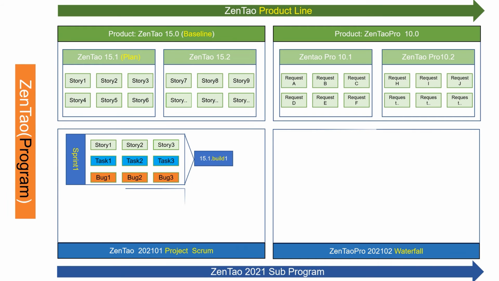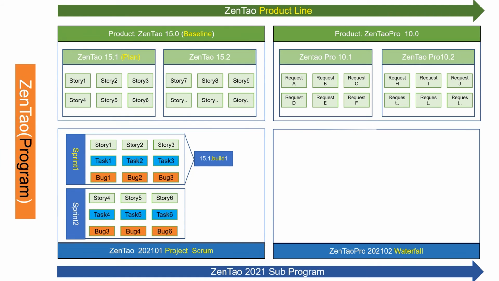After sprint 1 is done, a new sprint will be started with story 4, 5, and 6, as well as corresponding tasks and bugs. This will be completed and released as 15.1 build 2. After these 2 sprints, I'll release an official version, the open source version 15.1, which is released in Zentao.